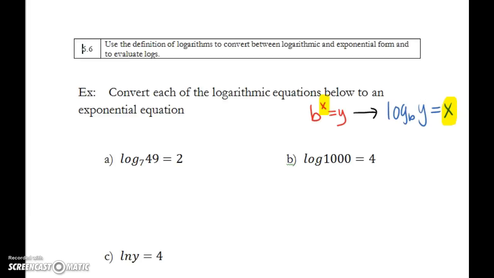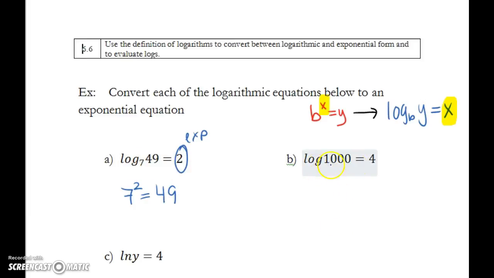Let's take a look at our first example. So we want to convert this to an exponential equation. Logs are equal to exponents. So what's on the other side of the equal sign? That is your exponent. 7 is our base. So we change to 7 squared equals 49.